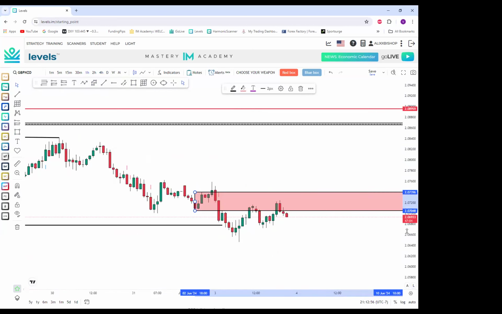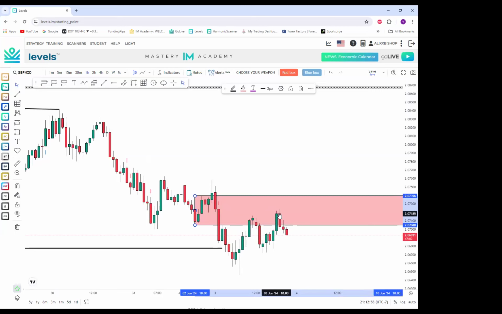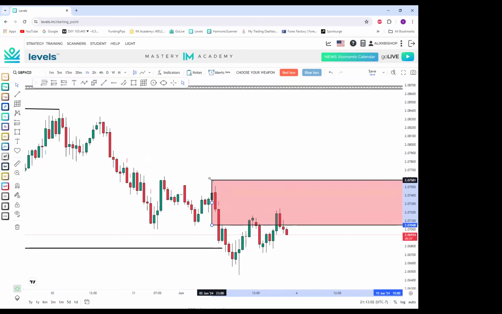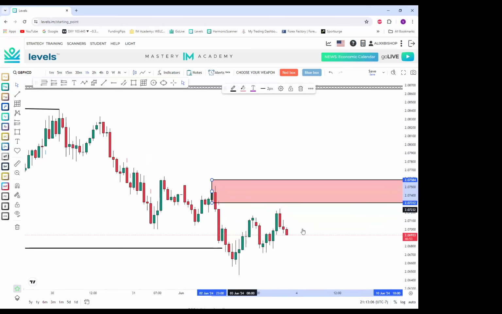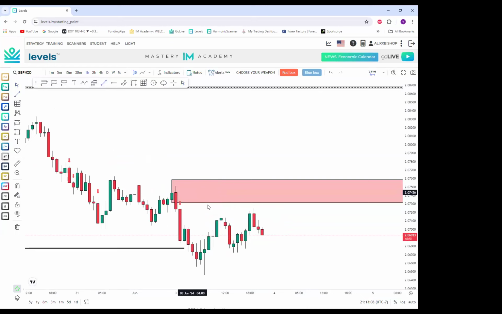But let's focus on the structure as well. Maybe we don't get in at this time. We can see actually on the 1-hour time frame, this is the starting point. So maybe there's still room to go higher, right? So let's take a look. I want to sell here, but let's focus on the structure.